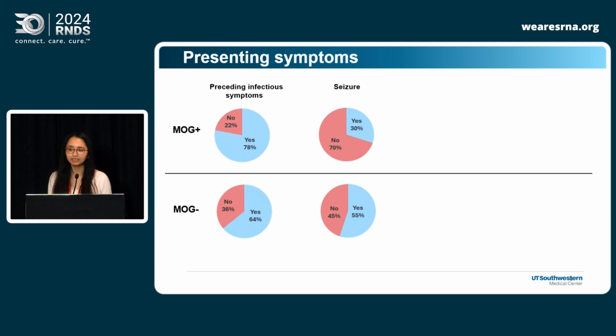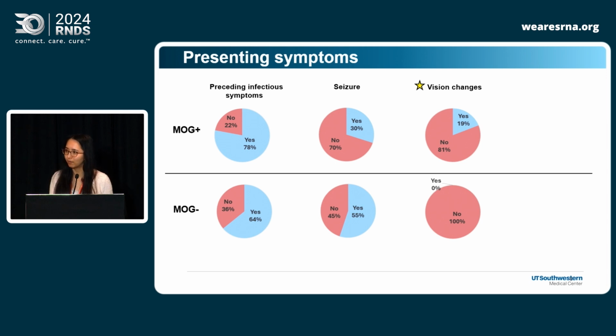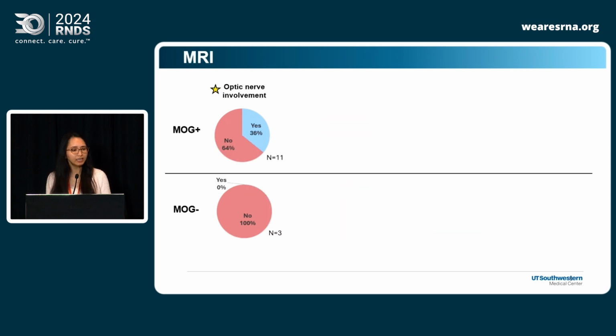In terms of whether they had seizures or not, pretty similar, maybe a little more in the MOG-negative group. And then in terms of vision changes, it's really only the MOG-positive group that reported any vision changes. About 20% reported changes, whereas 0% in the MOG-negative group. And in line with this report of vision changes, when you look at their MRI, there's optic nerve involvement really in the MOG-positive group only, seen in 36% of the patients compared to 0 in the MOG-negative.